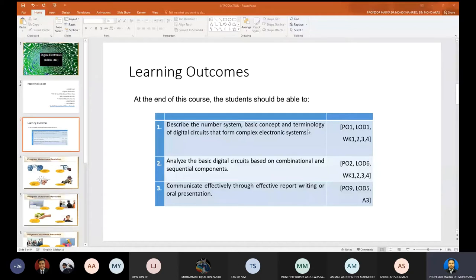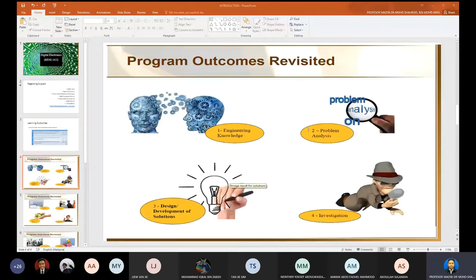I think some of you may not remember the PO, so this is a revision of the program outcomes. Normally PO number one is more on engineering knowledge, PO number two is problem analysis, and number three is design or development of solutions. Number four, this is the keyword. We have the full sentence for PO number one, two, three and so on until 12, so this is just the main keyword for every PO.